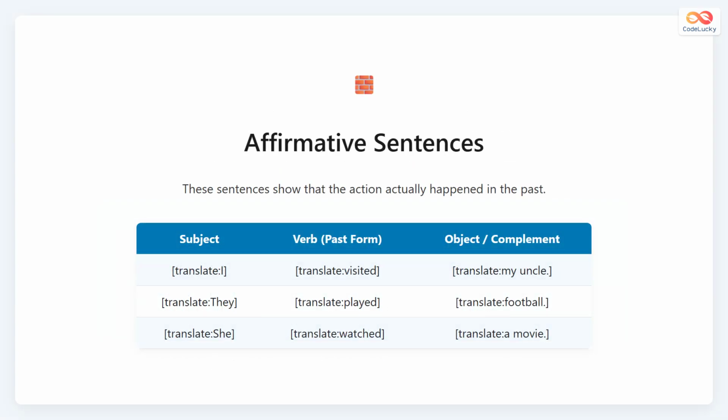An affirmative sentence in the simple past tense tells us that an action really happened. The structure is subject, plus the past form of the verb, and then the object. For example, "I visited my uncle, they played football, and she watched a movie." These actions all happened in the past and are now completed.